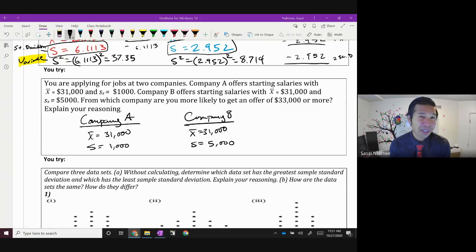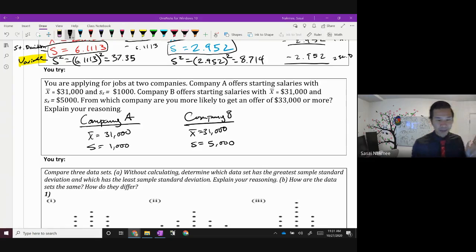This is a really weird thing to discuss. It's not the same as your other math classes, right? We're not doing something like x plus 3 is equal to 5. I'm asking you to break down why it is more likely to get offered $33,000 or more from one company compared to another. I want to hear what you think. Why do you think company A is going to be more likely, or why is company B going to be more likely? I'll give you guys a minute. I really would like to see someone type out something.